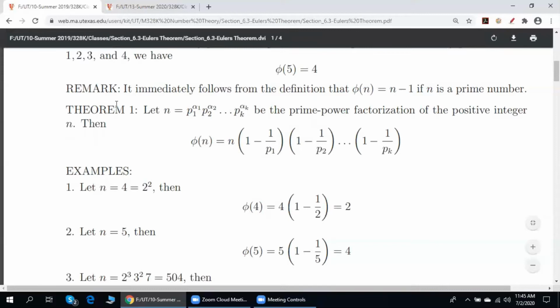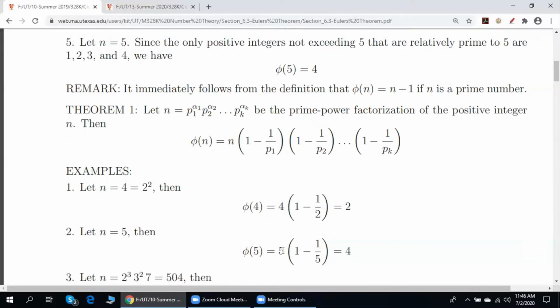Next, we already know that if n is equal to 5, phi of 5 is 4. Now let us get the same result using the formula. So phi of 5 is 5, n is 5, times 1 minus 1 over 5. There is nothing else because n is a prime number. And now 1 minus 1 over 5 is 4 over 5, times 5, is 4.